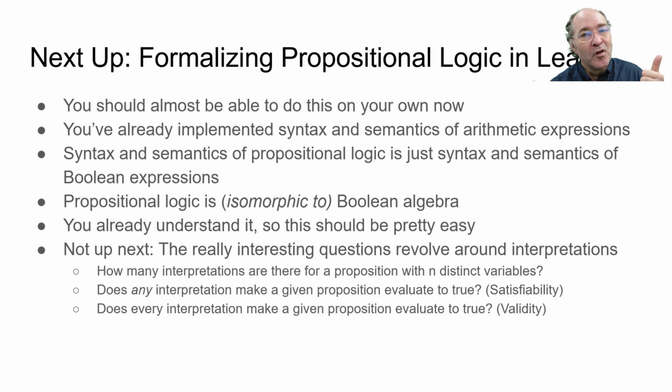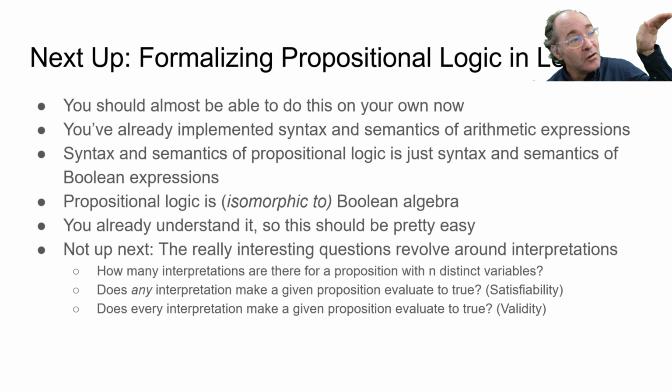Well, for the first variable, there's 2. For the second variable, there's 2 for each value of the first variable, so there's 4. When I look at the third variable, there's 2 values for each of the 4 values preceding, so now there's 8, and you get the idea. 16, 32, 64, 128, 256. If I have 8 variables, there's 256 possible interpretations. And that, too, is a concept that you should be familiar with now.